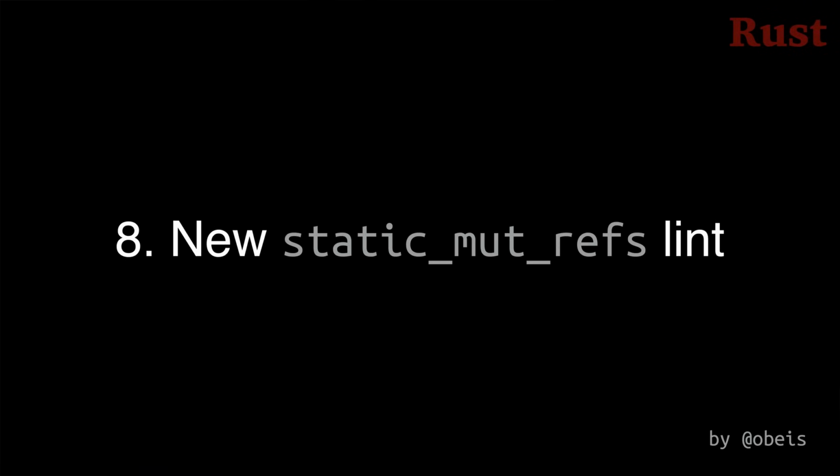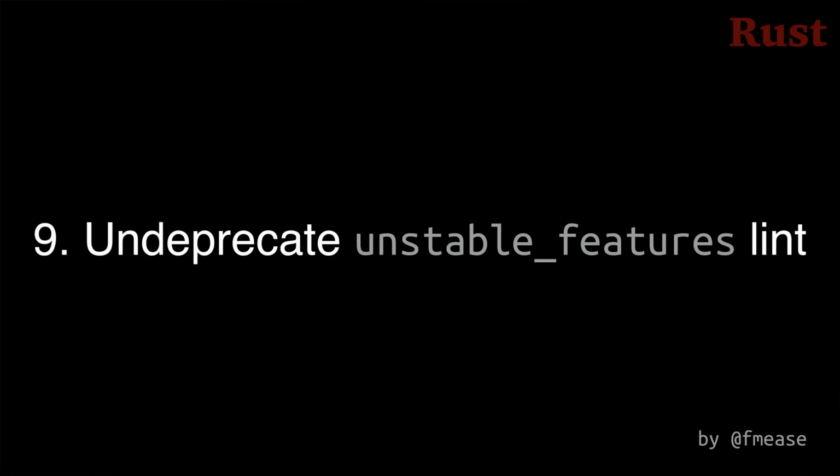Number 8. There is a new static mut refs compiler lint that is warn by default in the 2021 edition of Rust, but will become a hard error in the 2024 edition of Rust that should come out later this year. This lint looks in unsafe blocks for any type of reference to a static mutable variable and lets you know that's going to lead to trouble. Number 9. The unstable features compiler lint was undeprecated just so it could be used inside the compiler itself, so that compiler developers don't accidentally use unstable features in parts of the compiler that must be compiled with the stable compiler.